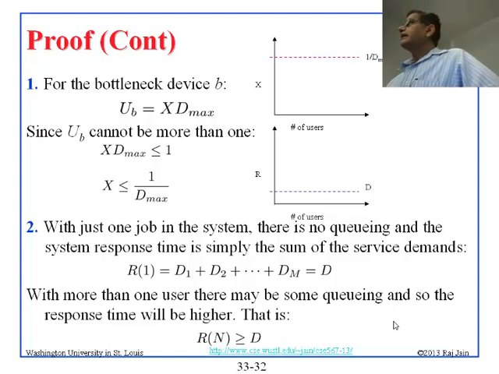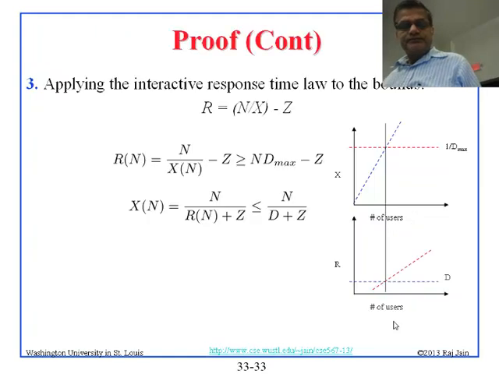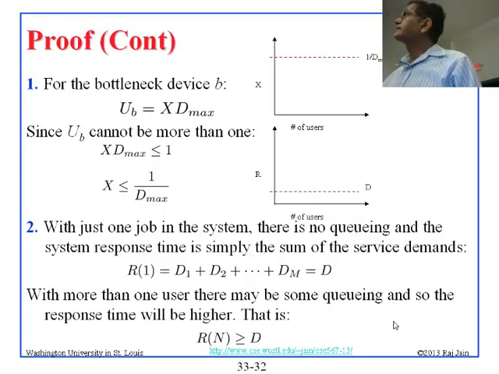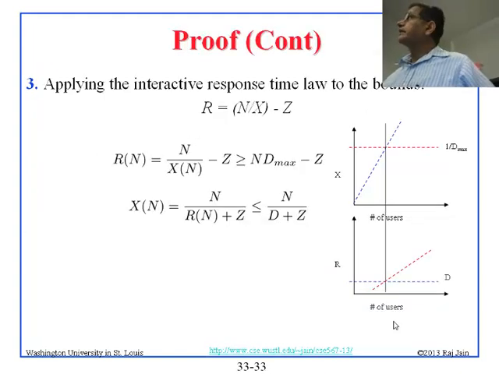Now we use the third thing, which is that R is equal to N divided by X minus Z. That means that Rn, just put subscript n here, is equal to n upon Xn minus Z. And we know that Xn has to be less than 1 upon D max, remember? Xn has to be less than 1 upon D max, and therefore Rn has to be greater than n times D max minus Z.